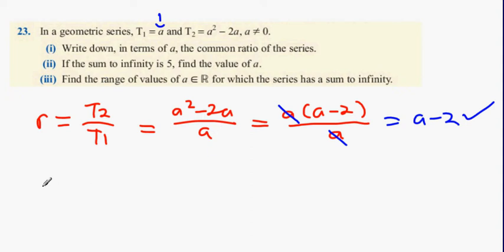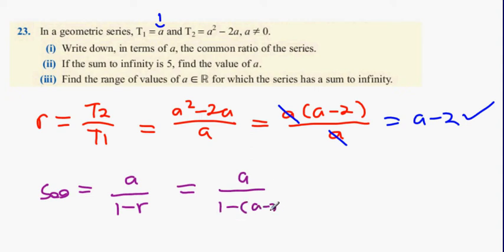Well, the sum to infinity, or S infinity, equals a over 1 minus r. And if it's a over 1 minus r, it's going to be a divided by 1 minus a minus 2. And that's going to be equal to a over, now that comes to plus 2, so it's going to be 3 minus a on the bottom. Okay, and we know that this equals 5.